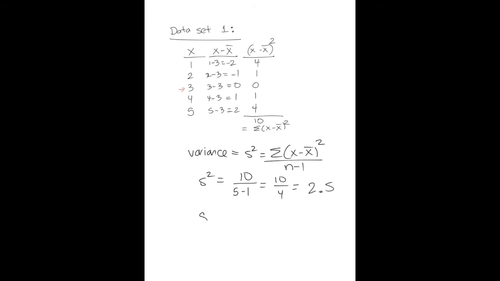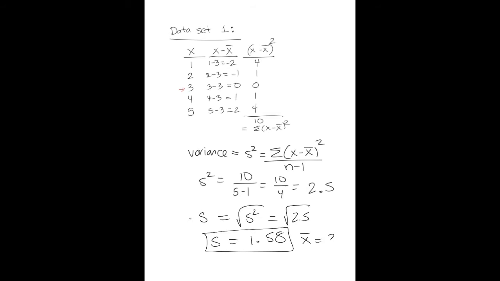To get the standard deviation, which is the square root of the variance, we would take the square root of 2.5, and s would be equal to 1.58. Okay, so our standard deviation is 1.58, and our mean is 3. Let's do another data set.